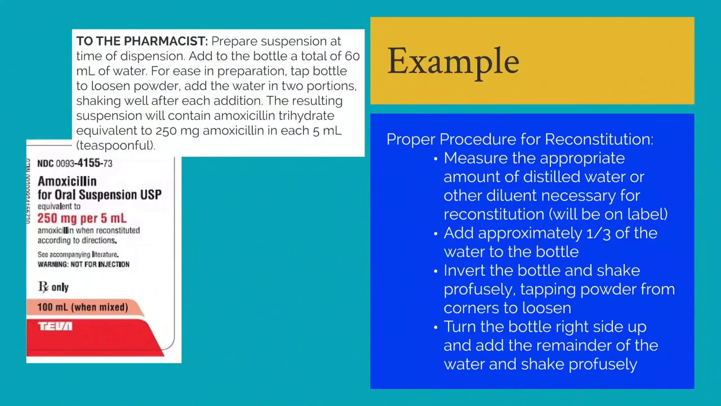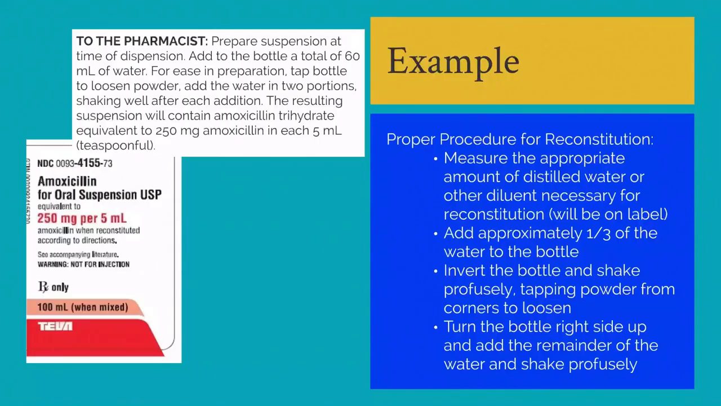So here we have an example of a reconstituted medication. It's an amoxicillin oral suspension, and we can see here the directions that are written to the pharmacist up at the top. So the proper procedure for the reconstitution would be to measure the appropriate amount of distilled water or other diluent that you need for reconstitution. That's going to be on the label. So on this label it says 60 mLs of water. You want to add approximately 1/3 of the water to the bottle. So you're going to add about 20 mLs of that 60 to the bottle.